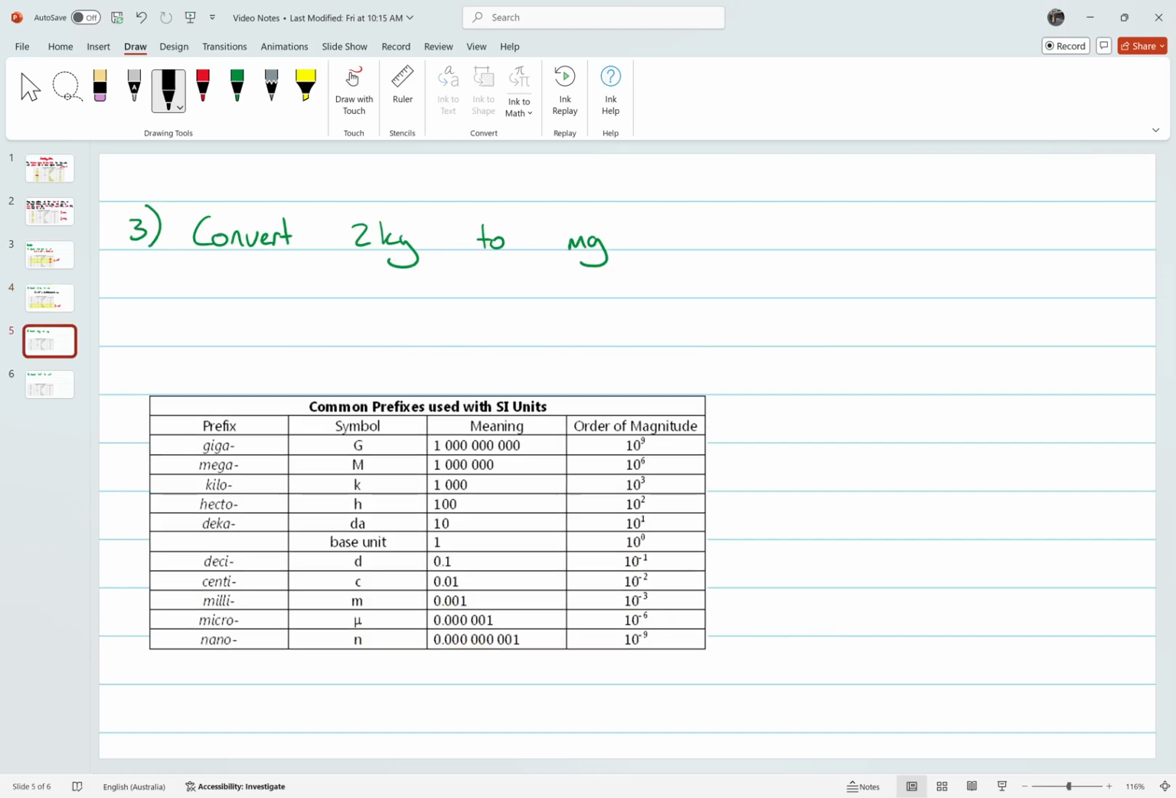Looking at this one, I want to convert kilograms to milligrams. Take note just really quickly that this is a lowercase m, all right? That lowercase m means that we're talking about milligrams. If it was an uppercase m, I'd be talking about megagrams. But again, we're starting at 2 kilograms. So we're starting here. I want to end up with milligrams, which is down here.